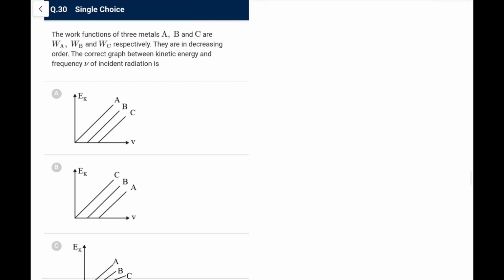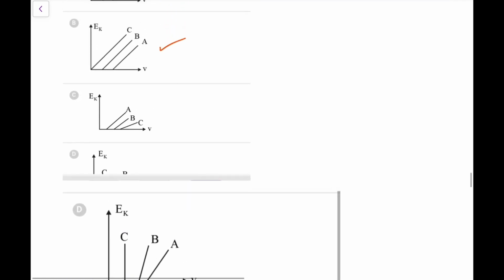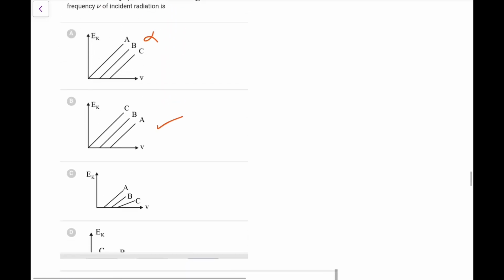Next one. The work function of three metals A, B, C are W_A, W_B, W_C respectively. They are in decreasing order. The correct graph between kinetic energy and frequency is. So first of all, decreasing order means A has maximum work function, so its cutoff frequency will be maximum. So this one is wrong. This one seems to be appropriate because all will have same slope. Ideally it should not be like that. This C, it is appearing like threshold frequency is 0. It should be slightly shifted, but out of the available ones I think B is the most appropriate.